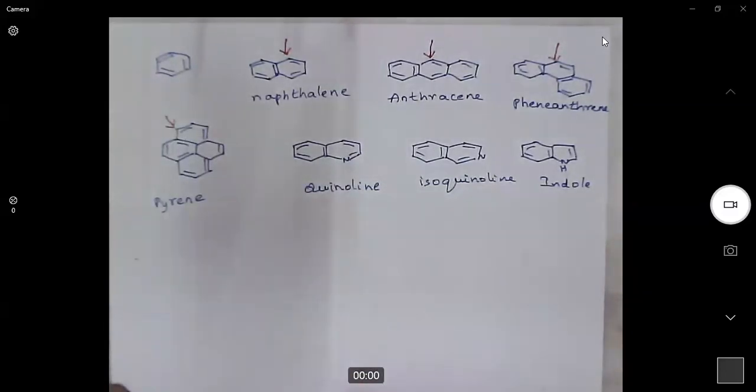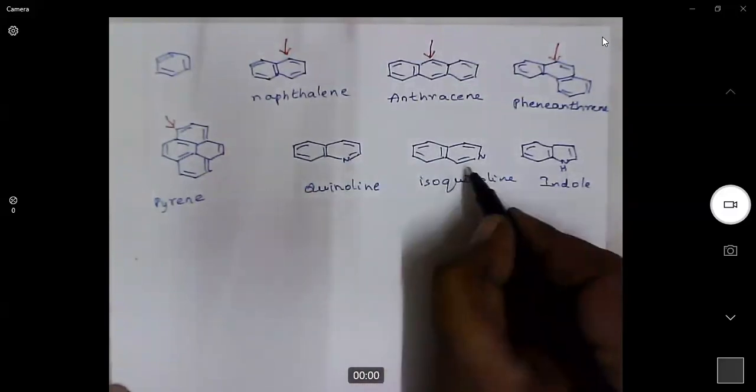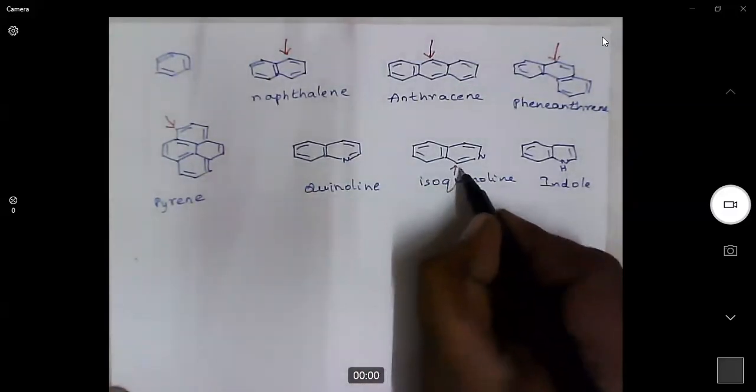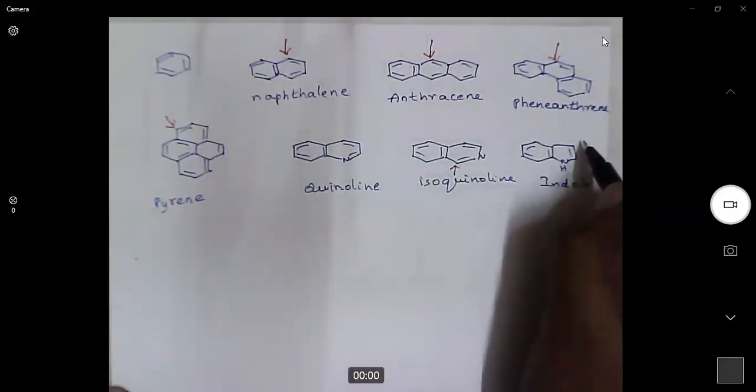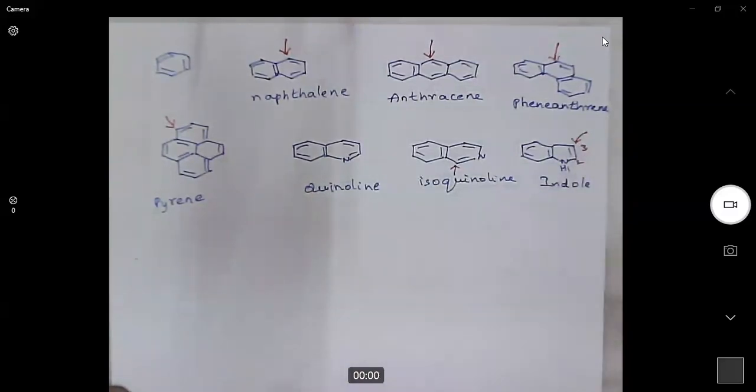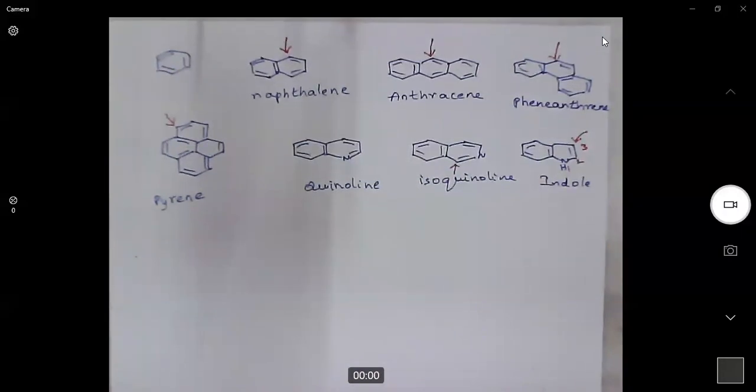Okay. In quinoline, isoquinoline, it will occur here. Quinoline, I did not remember. I'll give it in the next class. And in indole, it occurs at the third position. This is called the third position: 1, 2, 3. So in indole, it occurs at the third position.